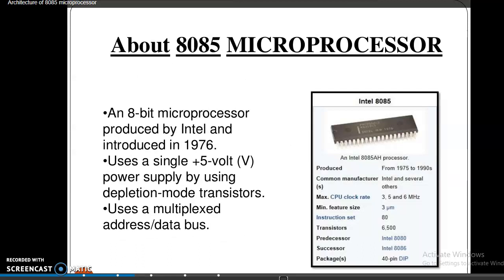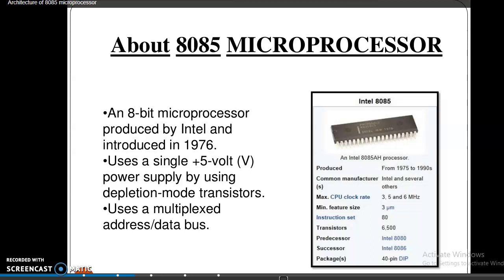Next, in this concept, we are going to see about the 8085 microprocessor. It is an 8-bit microprocessor. 8-bit means it can process 8 bits of a word at a time. So it is called an 8-bit microprocessor. You all know that in my previous class I explained the evolution of microprocessors: 4-bit, 8-bit, 16-bit and 32-bit microprocessors. But this is the 8085 microprocessor.